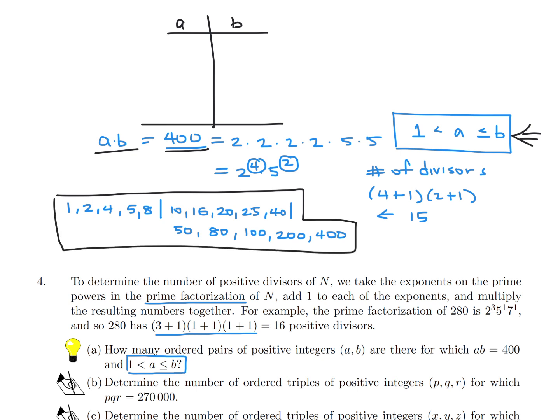Okay, we can't use 1 because A has to be greater than 1, so that one's out. But we can use 2, the next one, and if we do, the B would be 200. That's pretty straightforward. We can use 4, and if we do, the B would be 100. We can use 5, and if we do, the B would be 80. If we use 8, the B would be 50. And the 10, if we use that, the B would be 40.